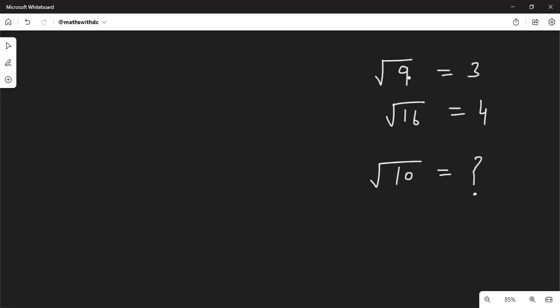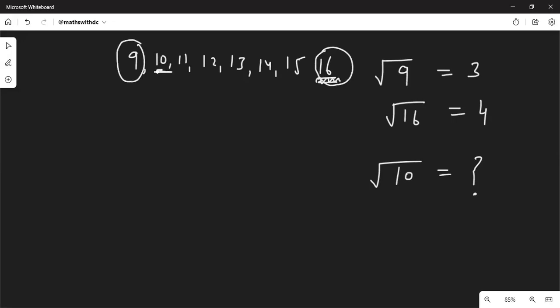Now, if you see, between these two consecutive perfect square numbers, 9 and 16, how many numbers are there? After 9, you have 10, 11, 12, 13, 14, 15, and then 16. 16 is on the other far end, 9 is at this end, right? So you want to find the square root of 10. It should be very close to 3, right? In fact, it is not even midway between 9 and 16.